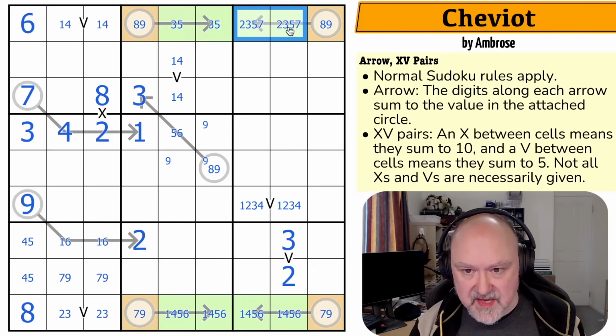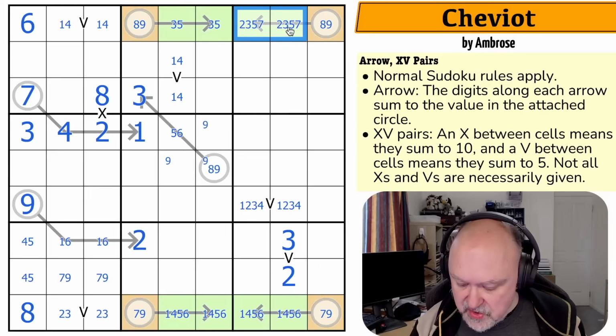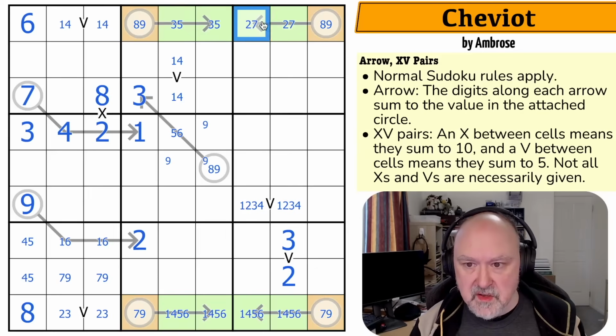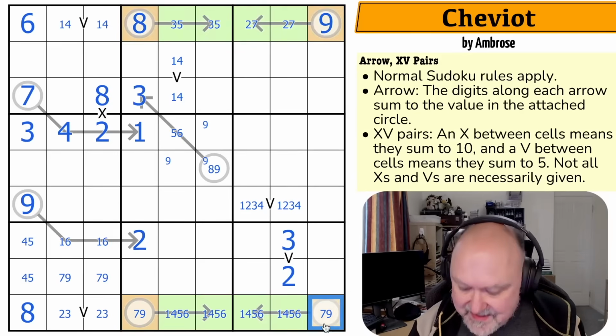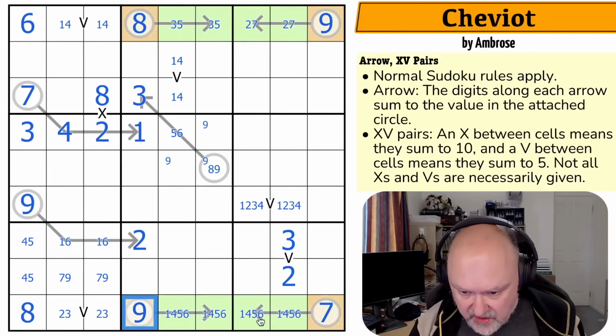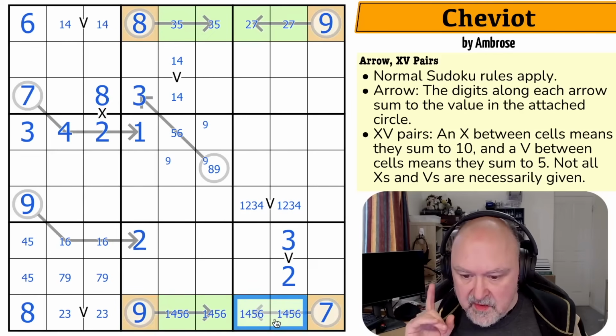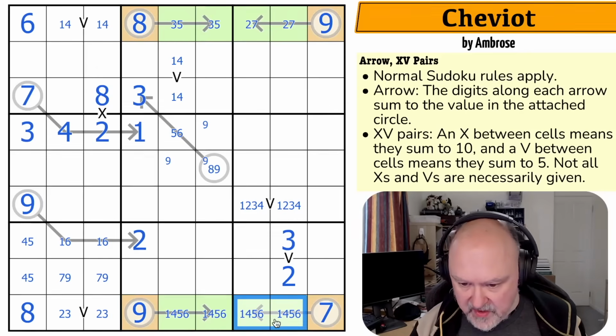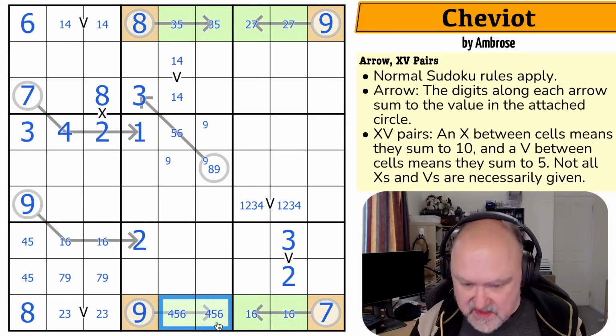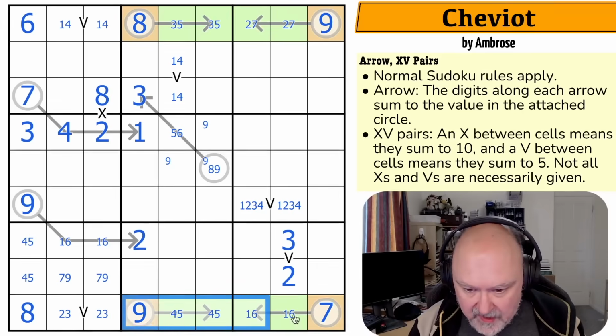I take out the 2, 7, and then I can take the 3, 5 out of those. So this is the 8. This is the 9, making this the 7 and this the 9. The 7 has to be the 1, 6, because the 6 can't go with the 3 to make 9. So this is the 1, 6, and this is the 4, 5. And these are all resolved.